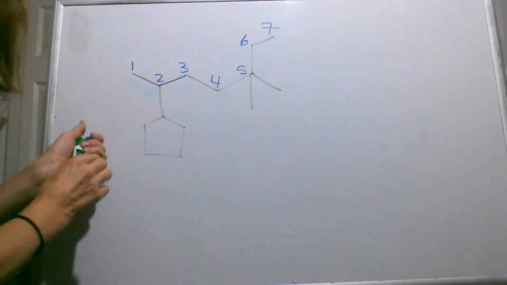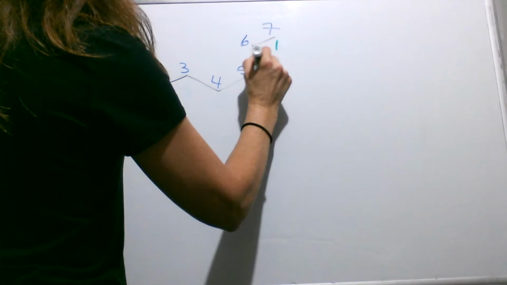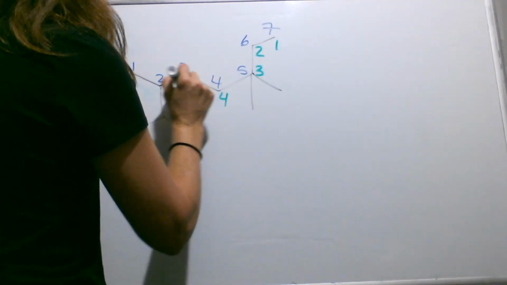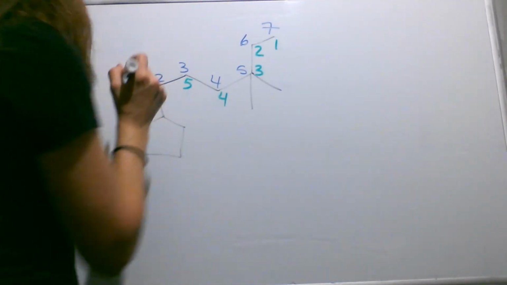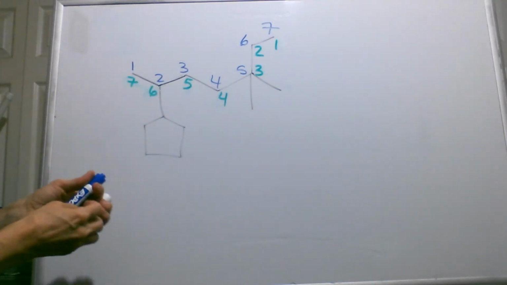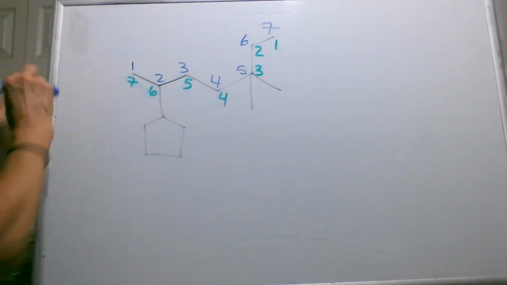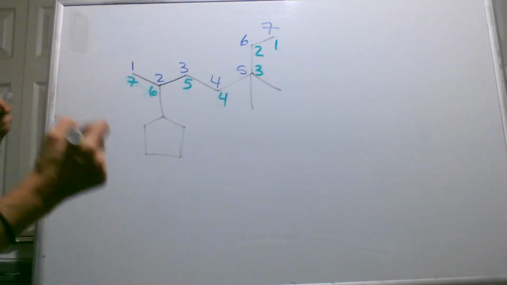So we've numbered in this direction, but we also need to check the opposite direction. We know that because we're not going on different paths, it's just the same path in opposite directions, that the number of substituents will be the same, but we just need to check the carbon numbers to see which direction gives us the lower set of numbers.